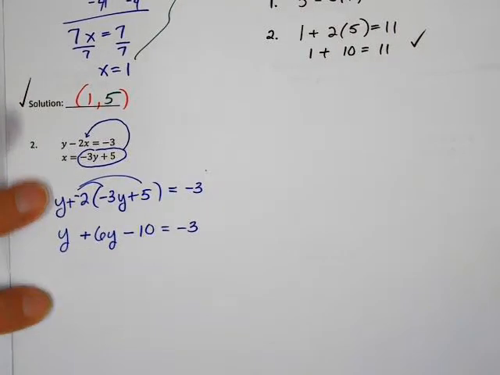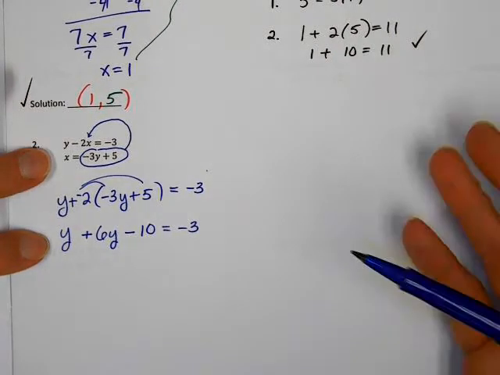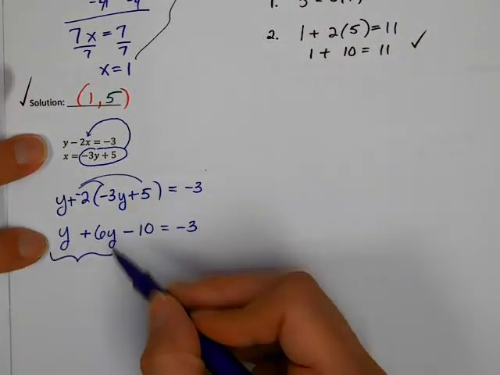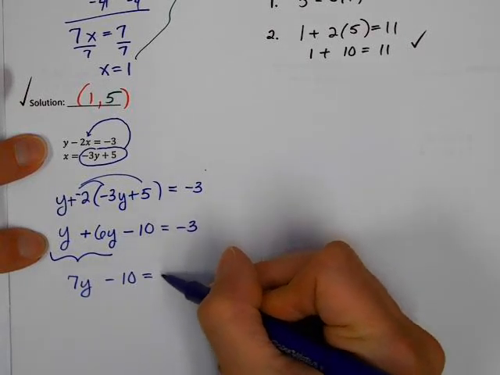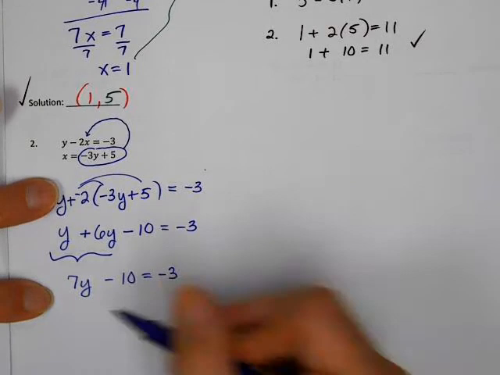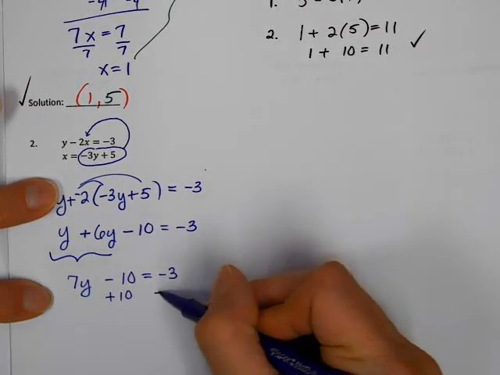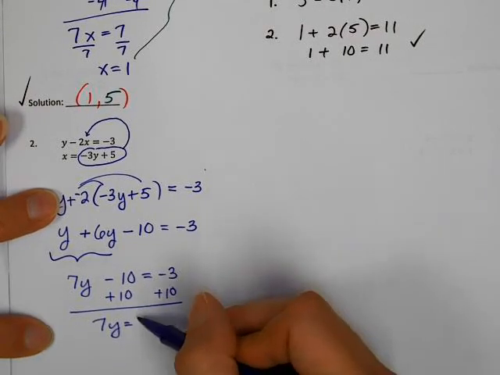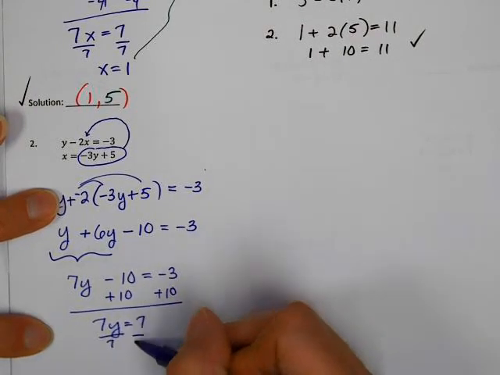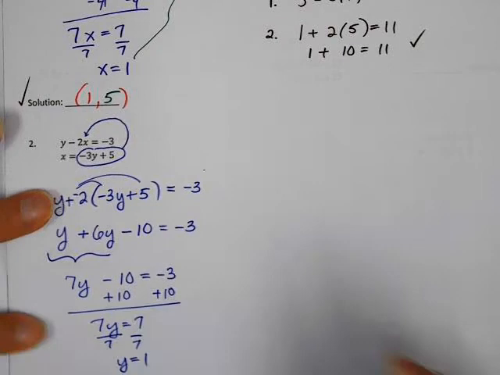Okay, the rest of the steps are pretty similar to before. Let's add our like terms. 7y minus 10 equals negative 3. Let's go ahead and add 10 to both sides. 7y equals 7. Divide both sides by 7. I think y is equal to a 1.